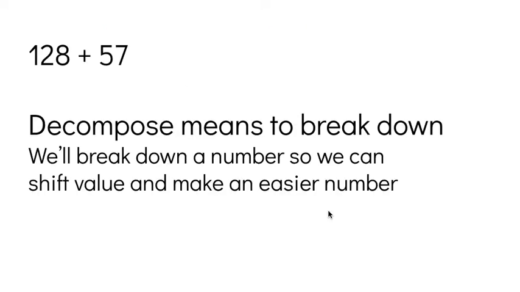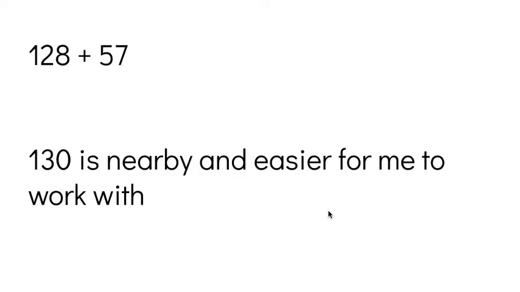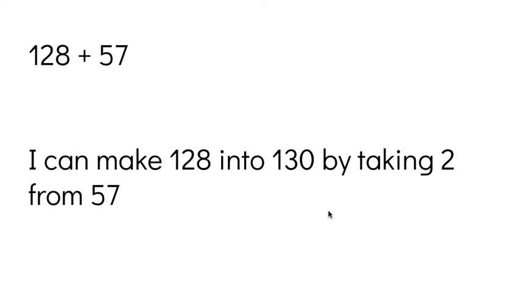So we could break down one of these numbers so that we can shift the value and make an easier number. So, for example, I have 128 plus 57. It'd be so much easier to add these two numbers together if it was 130 plus something. So I'm going to break down 57 so that I can turn 128 into 130. I can do that by taking 2 from 57 and moving it over to 128. So I'm going to break down or decompose 57 into 2 that I wanted plus the rest, 55.